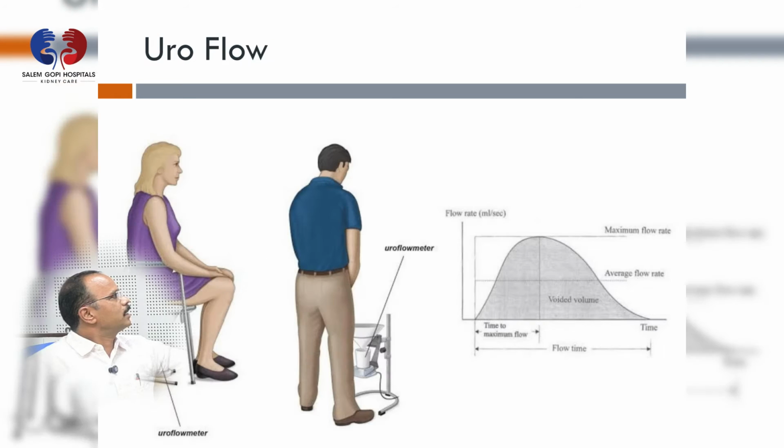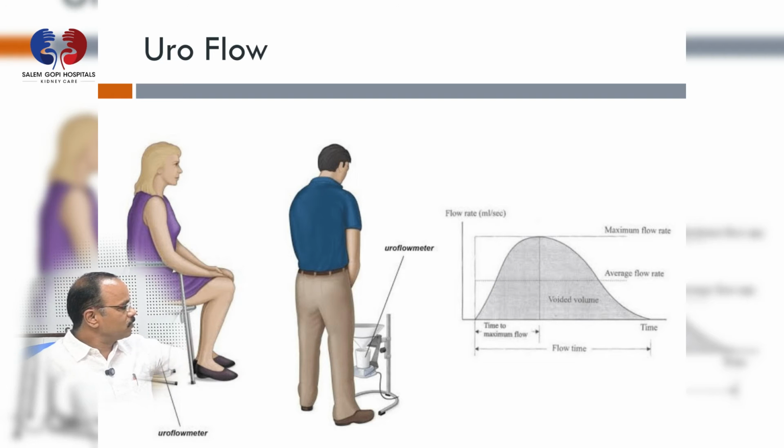Next is the uroflow. Uroflow is where you have to pass urine in a machine. It will calculate the amount of urine passing per second. It is something like taking an ECG for your heart. This uroflow is something like an ECG of the urinary bladder. So you pass the urine in the machine, and it will read.